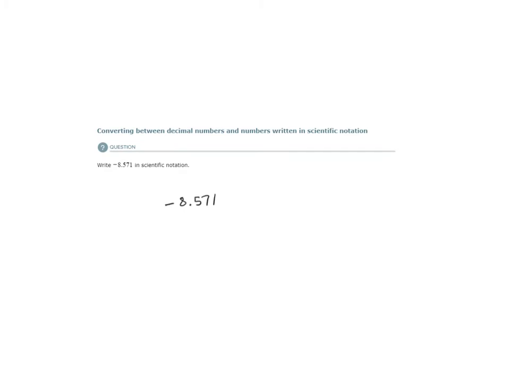So if I want to write this in scientific notation, what it's going to end up being is negative 8.571 times 10 to the 0 power. Why to the power of 0? 10 to the power of 0, or anything to the 0th power, is equal to 1. So if I take negative 8.571 and multiply it by 1, I end up with negative 8.571, and that is our answer.